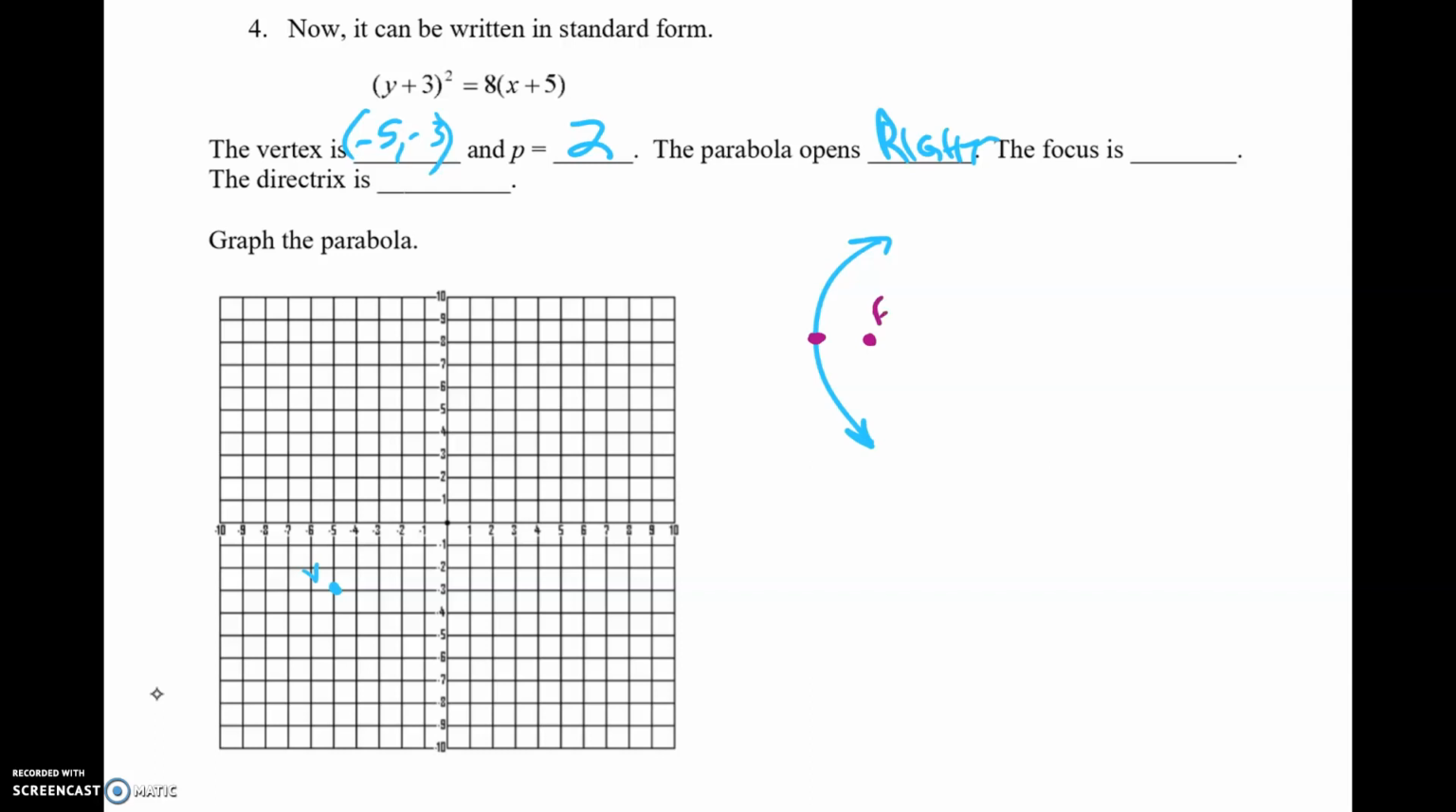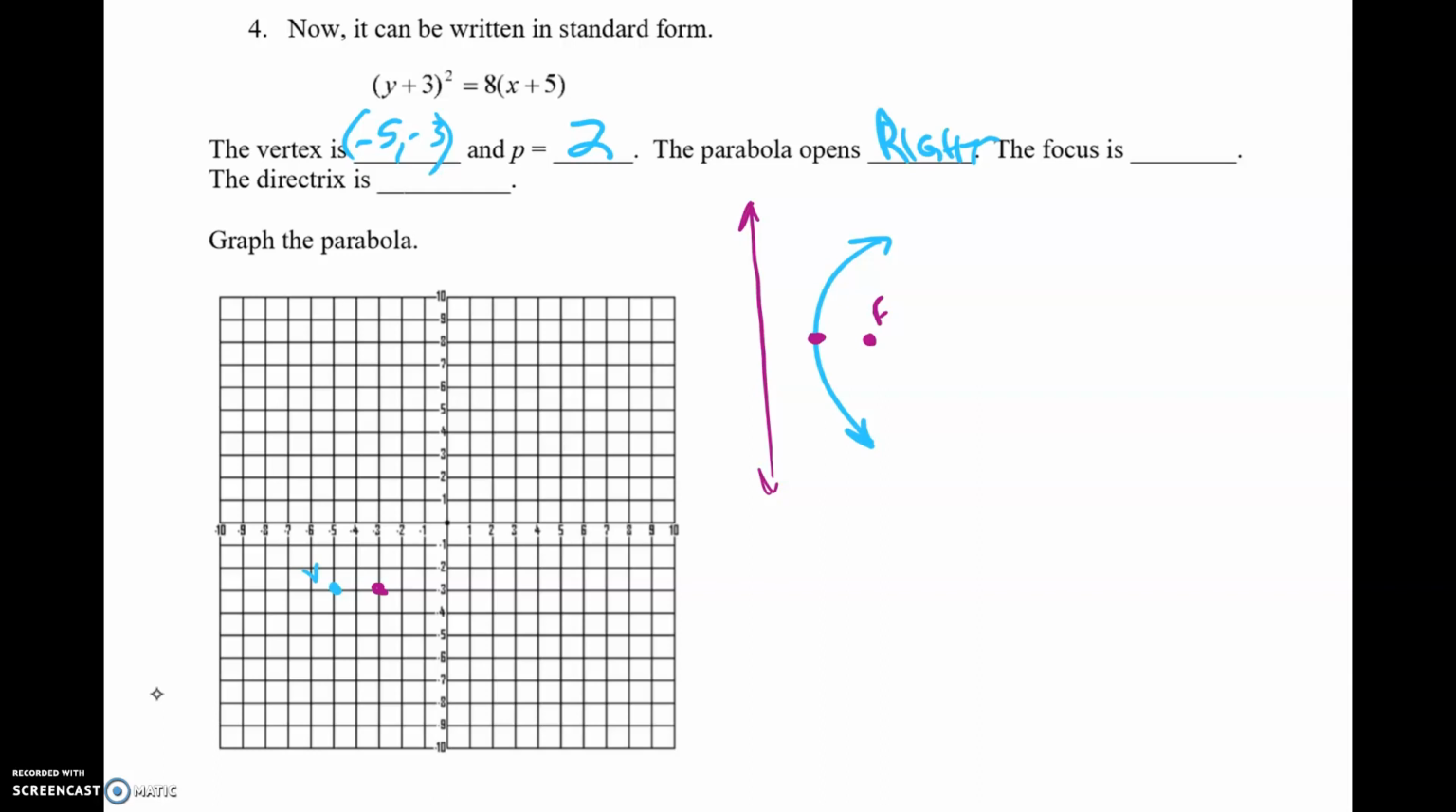And I also go p units to the left in this case to find the line that we call the directrix. And this is going to be a vertical line, so x equals something, right? All right, so we say that p is 2. So here's the vertex. So we're going to go 2 units to the right to find the focus, because remember, the focus is always inside the parabola, okay?